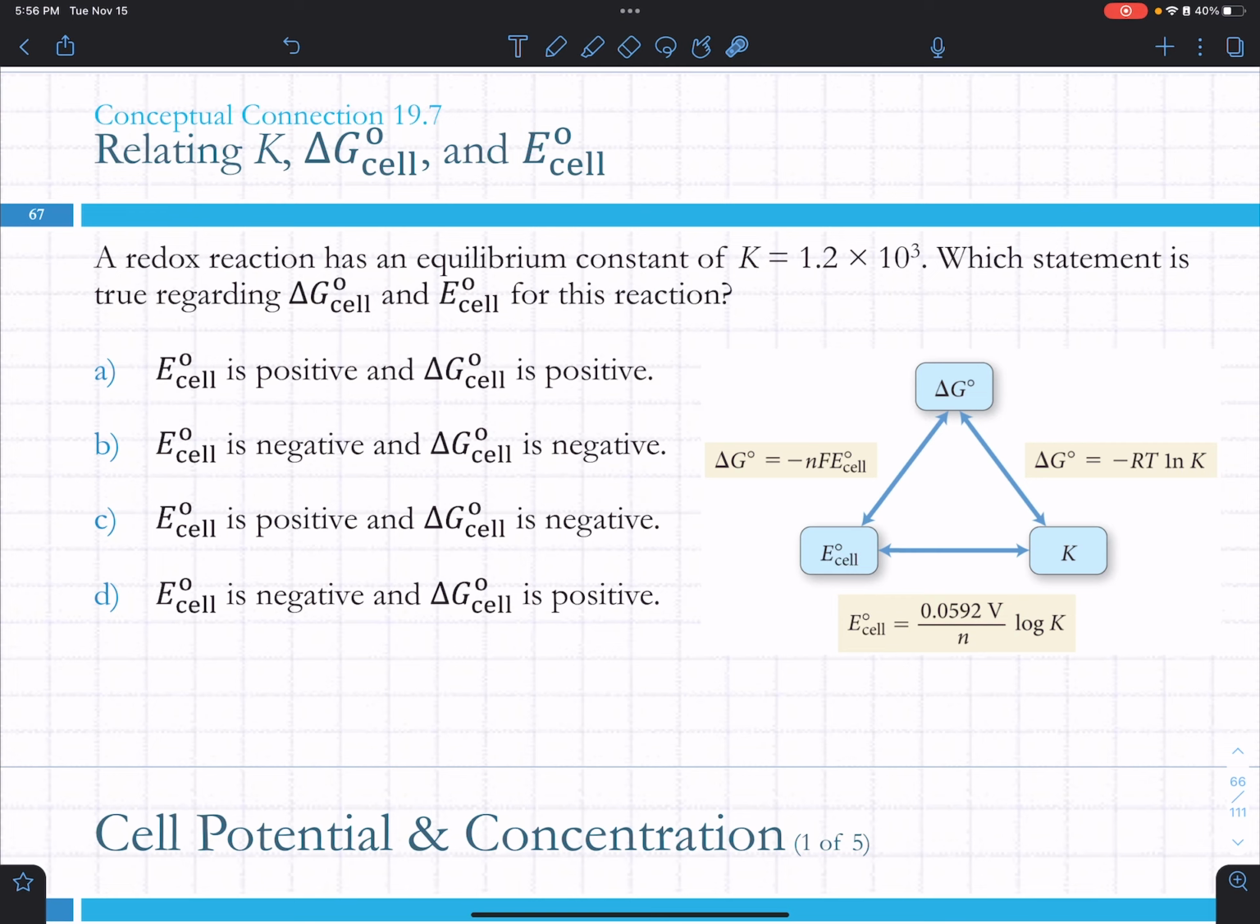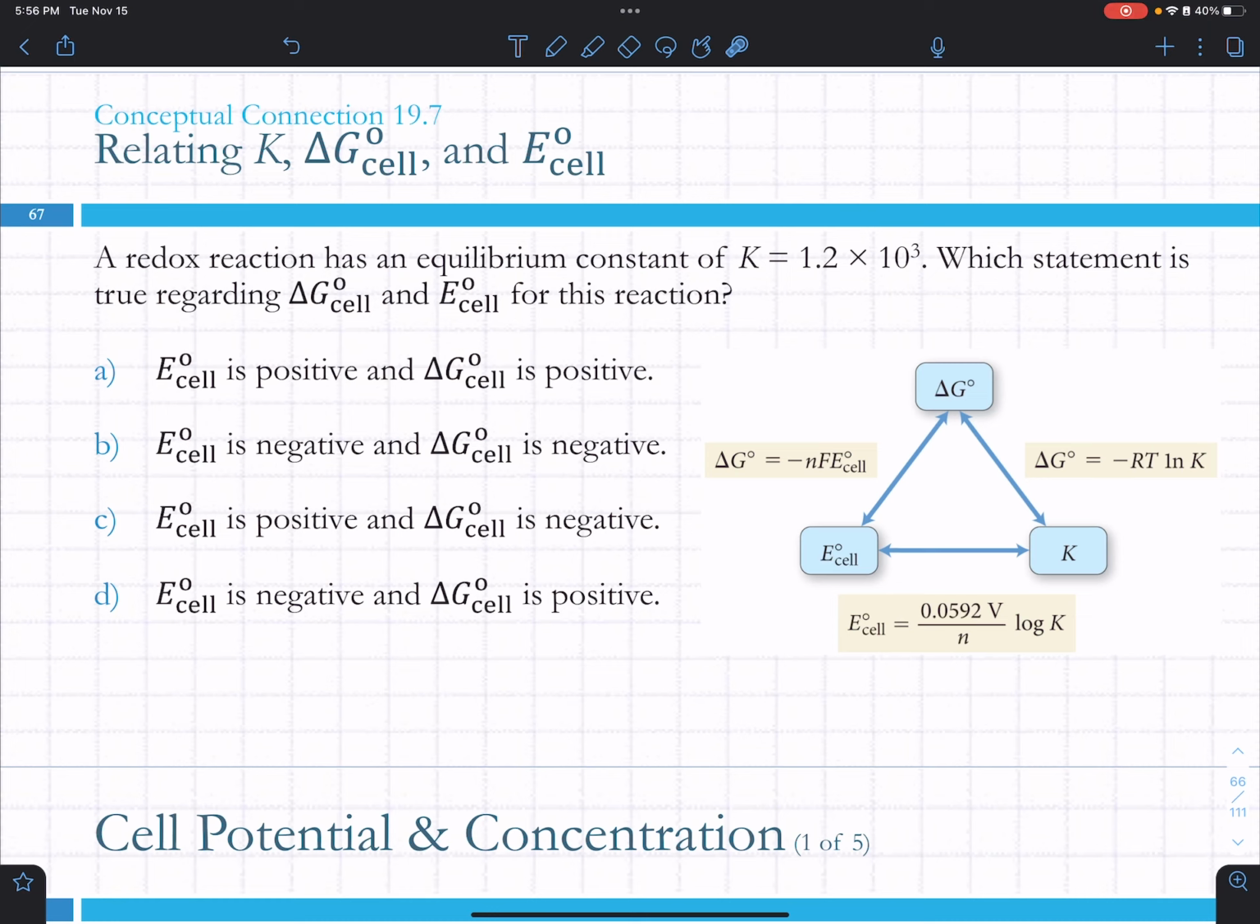So if a redox reaction has an equilibrium constant of 1.2 times 10 to the 3, which statement is true regarding E cell and free energy, delta G, and E cell for this reaction? So K is a large number, and specifically K is larger than 1.